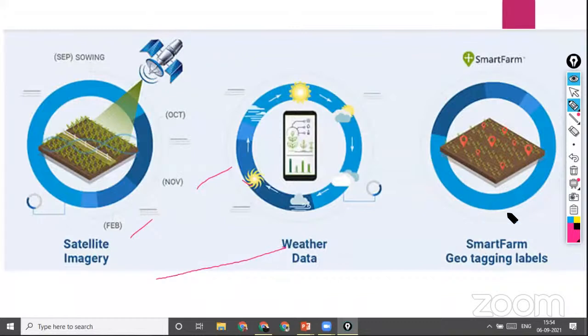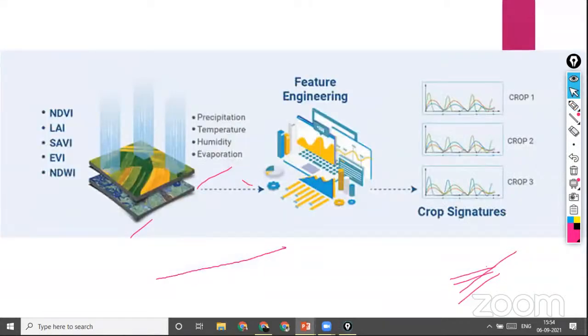And geotagging of these smart farms is also very important for farm-level crop yield prediction or crop monitoring. From this data set, for example, you can extract information like precipitation, temperature, humidity, evaporation, etc. And you can build many different models using that information. These are actually fetched from climate sources.